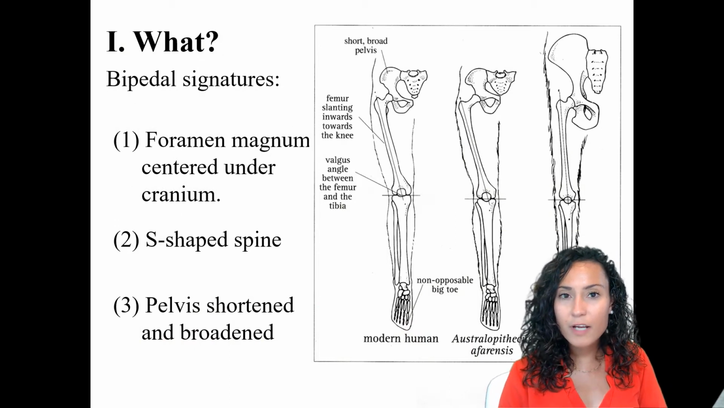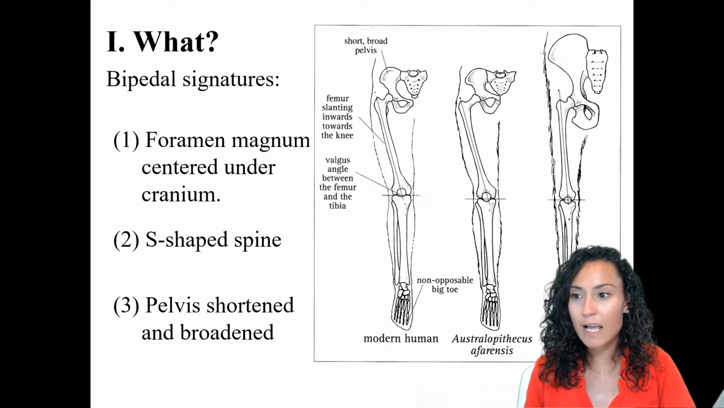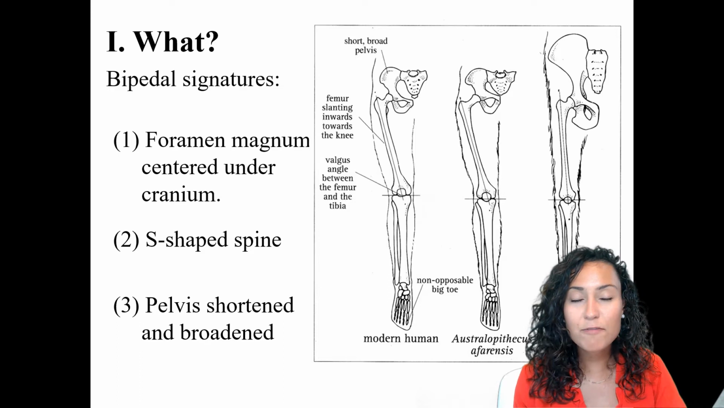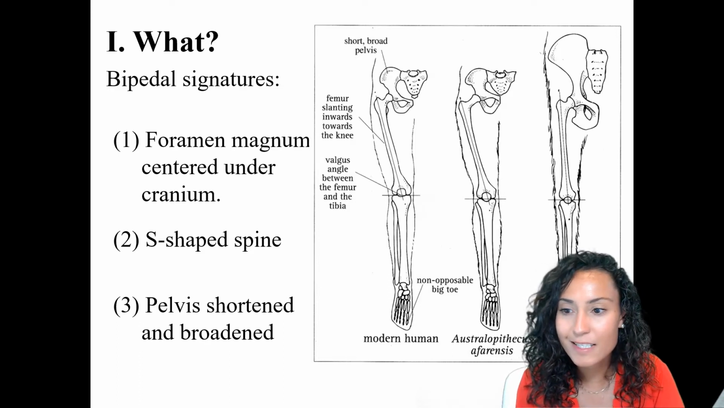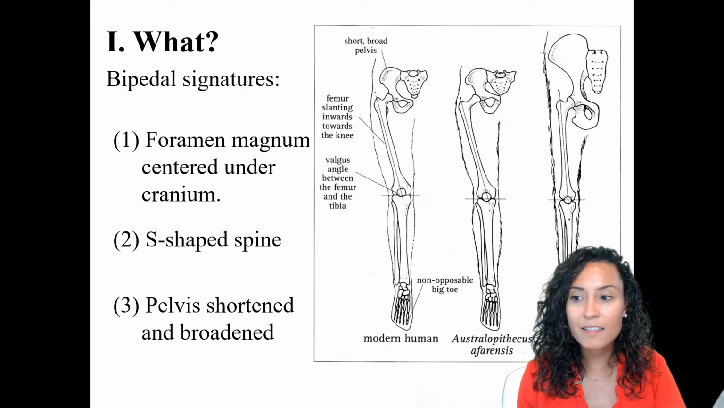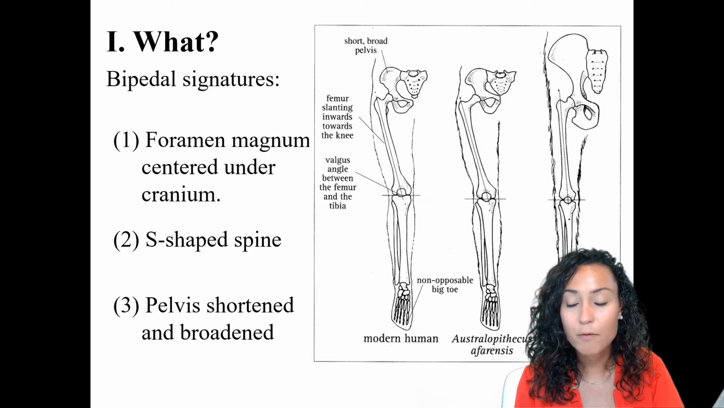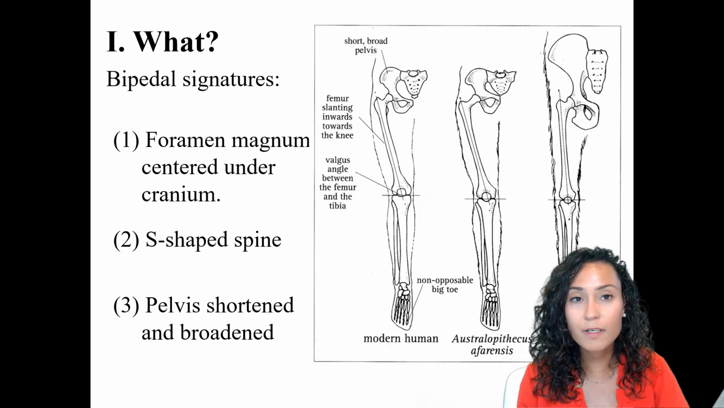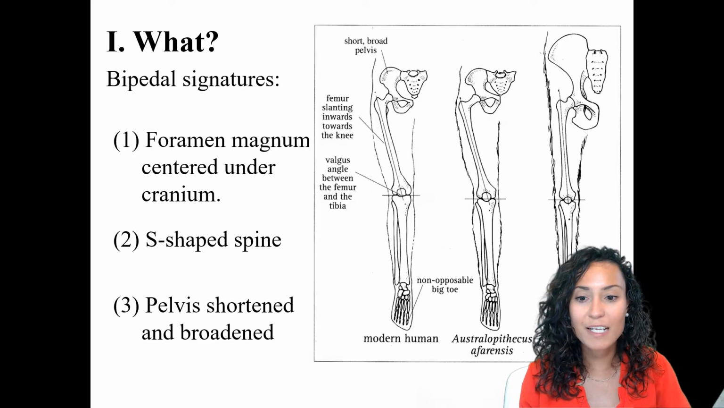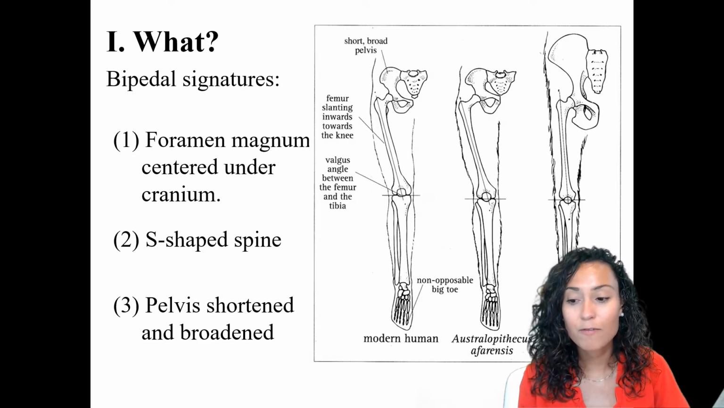One of the other core features that we see that's different between apes and humans is the length and width of our pelvises. So in anatomically modern humans, we see that the pelvis is shortened and broadened, which helps balance and creates a wider birthing canal for women.